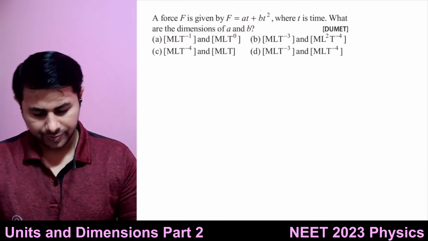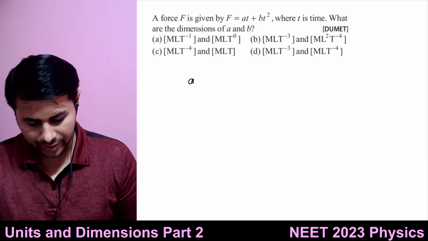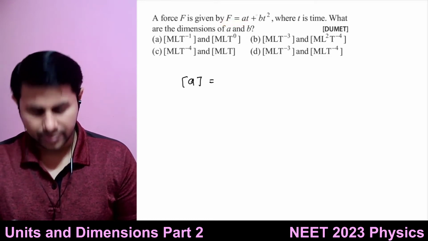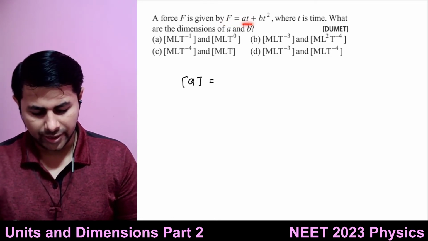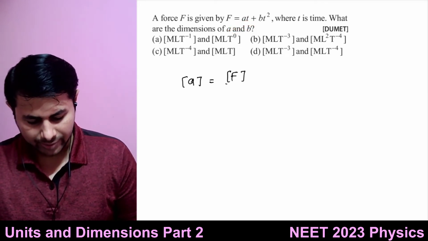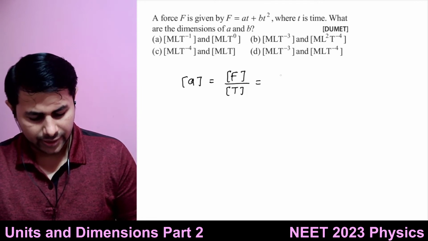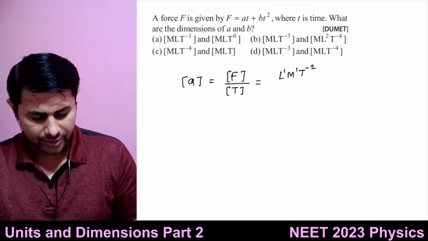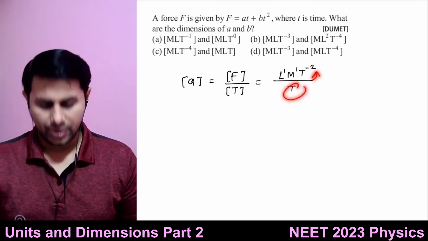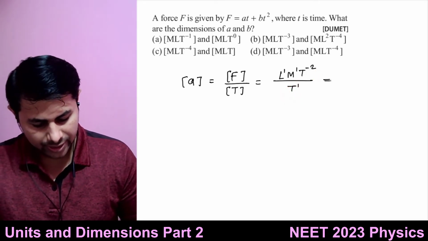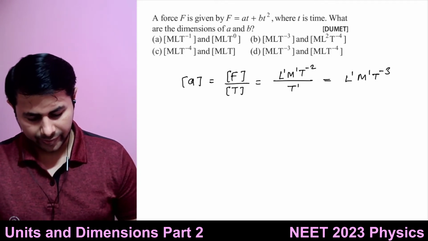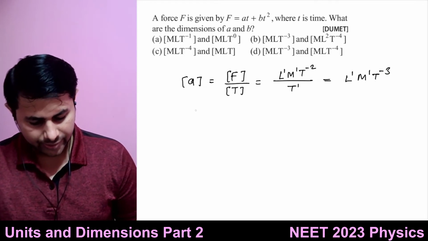This is simple. So for the dimensions of A: F is equal to AT, so dimensions of F are equal to dimensions of AT. Take T on the other side, so it is dimensions of force upon dimensions of T, that is L1 M1 T raised to minus 2, and T raised to 1 in the denominator becomes T raised to minus 1 in the numerator. So the dimensions of A are L1 M1 T raised to minus 3.